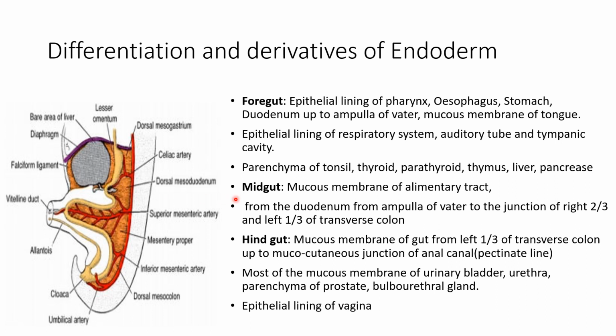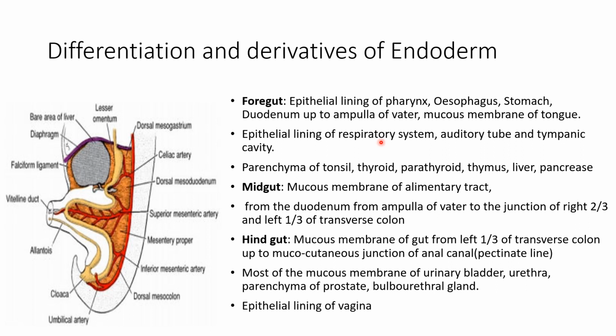From the branchial apparatus, from the branchial pouches, the tonsil, thyroid, parathyroid, thymus will develop. In the second part of the duodenum, we have the pars hepatica from which the liver develops, and ventral and dorsal bud fuse to form the pancreas. And ventral to the foregut, we have laryngotracheal groove, and it will lead to the formation of respiratory system, auditory tube and tympanic cavity. Mainly it's epithelial lining.